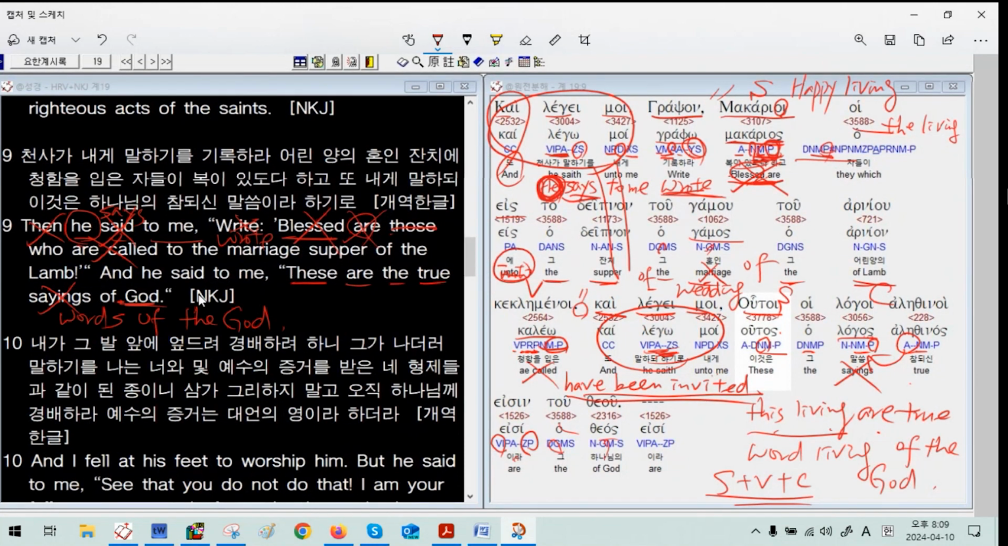You see here, the living have been invited. It is not who are called. Present perfect. Present perfect passive. Not to, into. Into the marriage, into the supper. You see here, into the supper of the wedding of the lamb. Again, he says to me, present. These living are the true word living of the God. We have a lot of correction here.